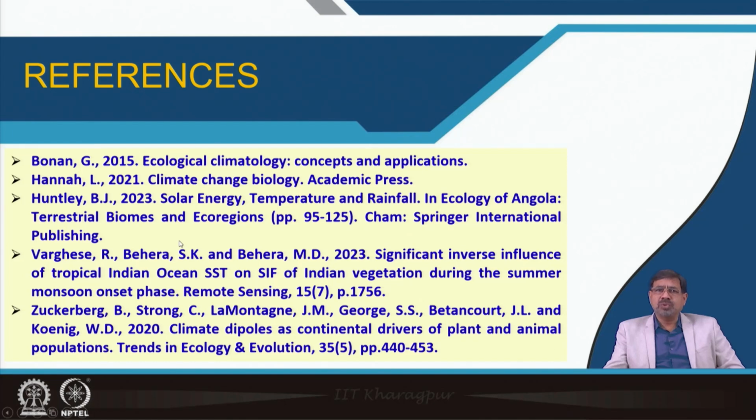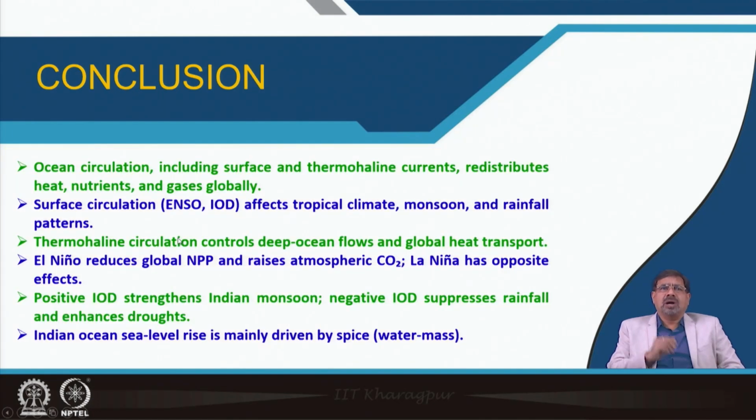And we have taken help of these references. I would request you to go through this for better understanding. So, to conclude, these are the 6 points we discussed in today's lecture number 7. Ocean circulation, including surface and thermohaline currents, redistributes heat, nutrients and gases at global scale. Surface circulation such as ENSO, El Nino Southern Oscillation, and IOD, Indian Ocean Dipole, affects the tropical climate, monsoon and rainfall patterns. Thermohaline circulation controls deep ocean flows and global heat transport phenomena.